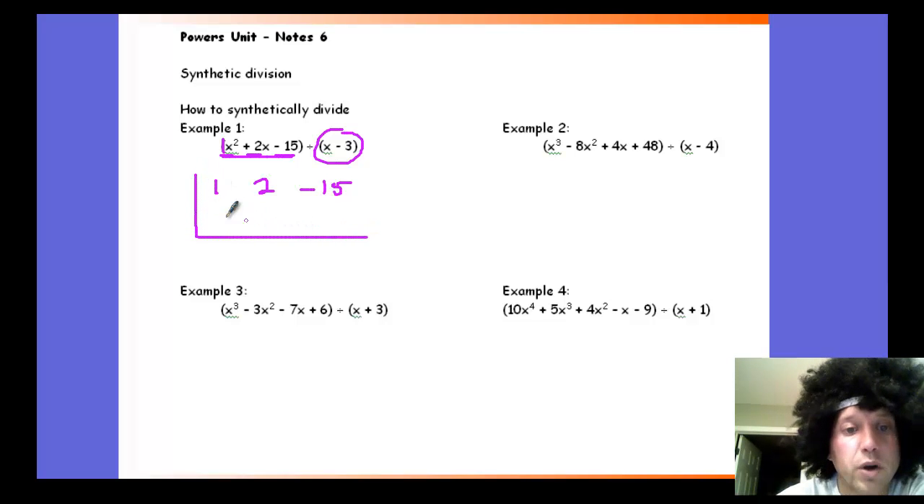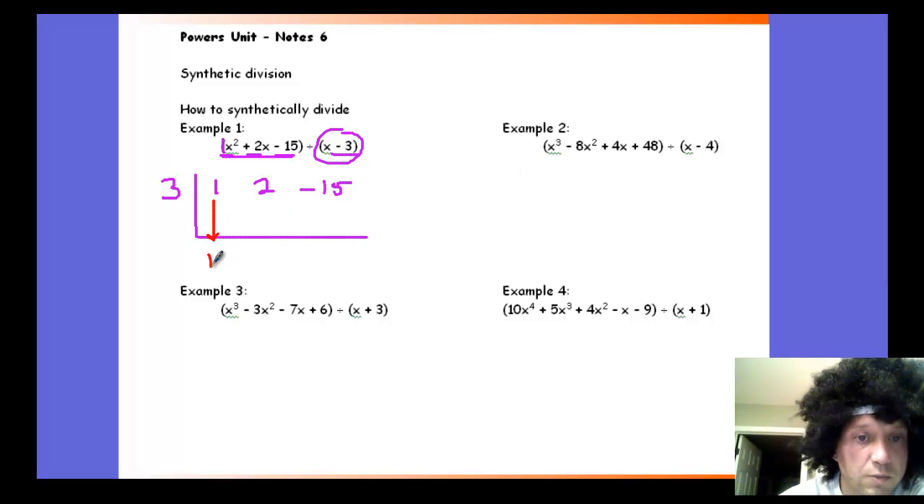I'm going to draw this little box. And on the other side here, I put the actual 0. x minus 3 is the factor. 3 is the 0 or root. So the process for this is that we actually drop that first number, 1. So we bring that 1 down.